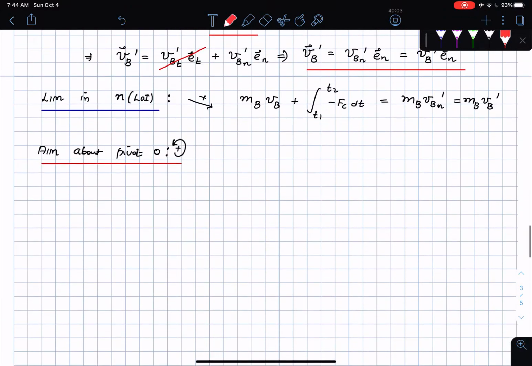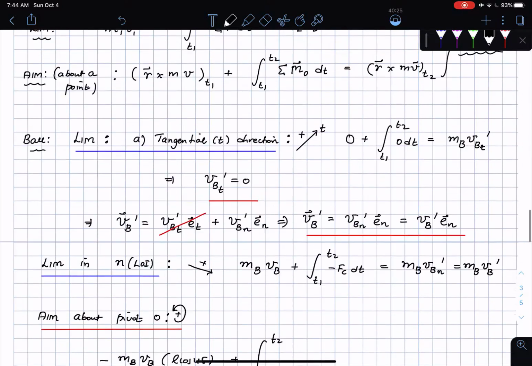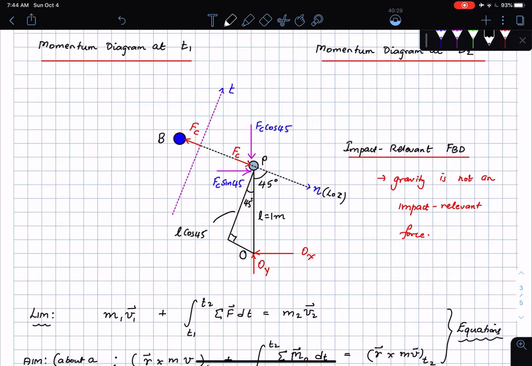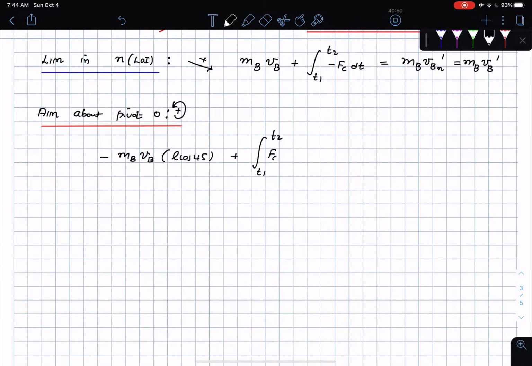So this is going to be the following. Let me write the momentum first: minus MB VB times L cosine 45, plus the integral from T1 to T2 of the net moment about the point O. What is that going to be? That's going to be FC times the distance of L cosine 45. This is going to be counterclockwise, as you can see, if I use the right hand rule. My palm is facing the point O, my fingers aligned with the force FC on the ball, and if I curl my fingers, my thumb is out of the page, so this is counterclockwise. So this is FC times L cosine 45 dt.